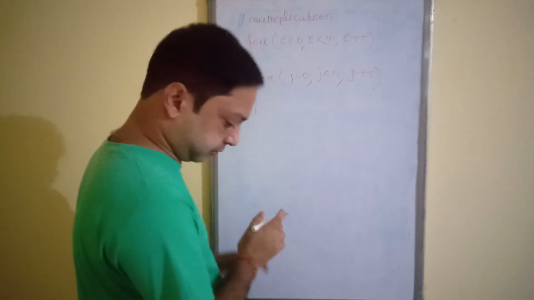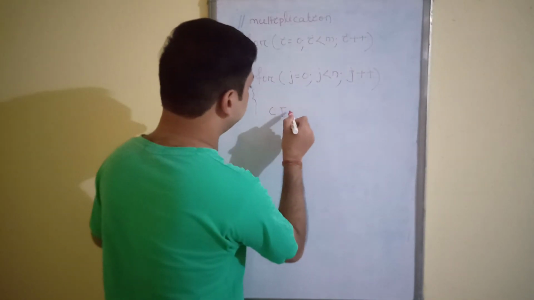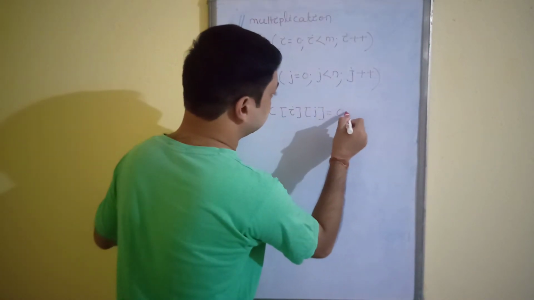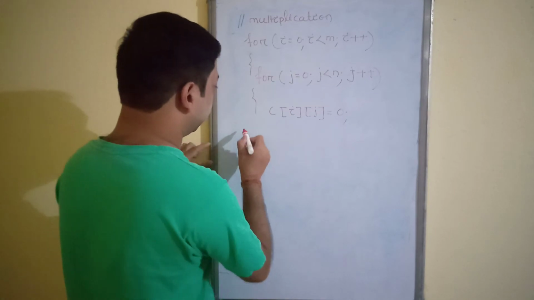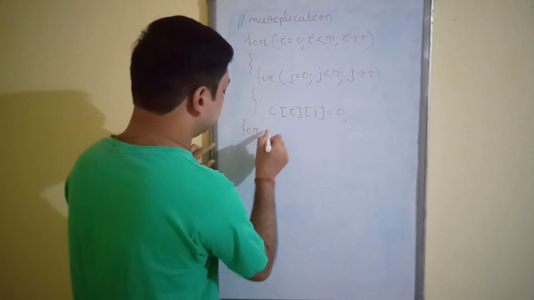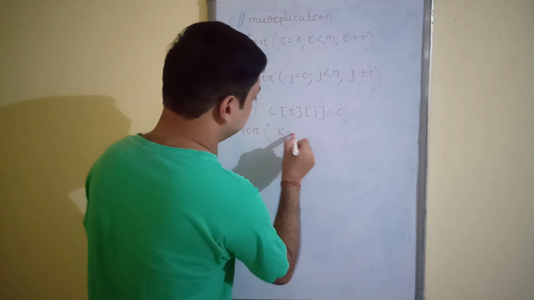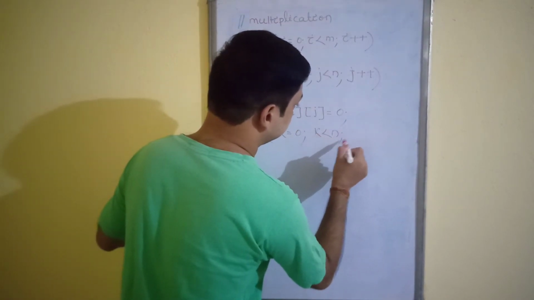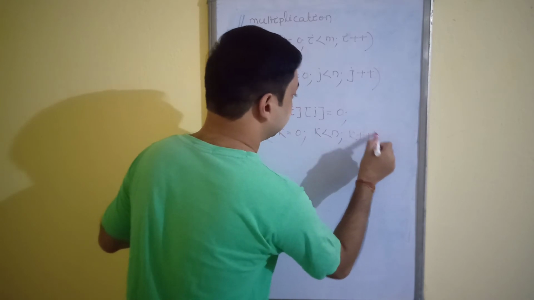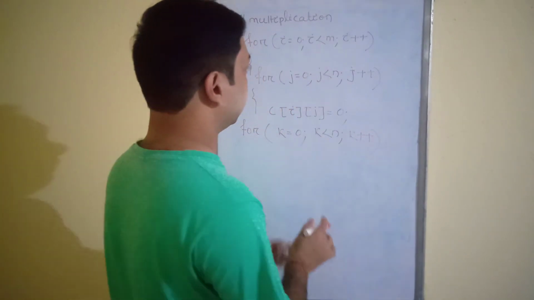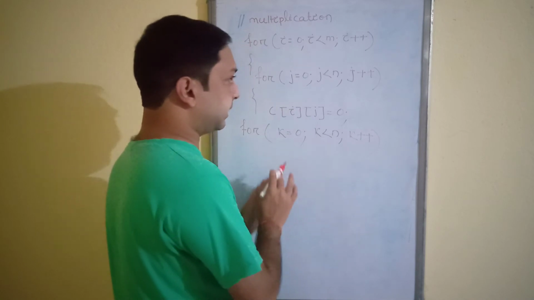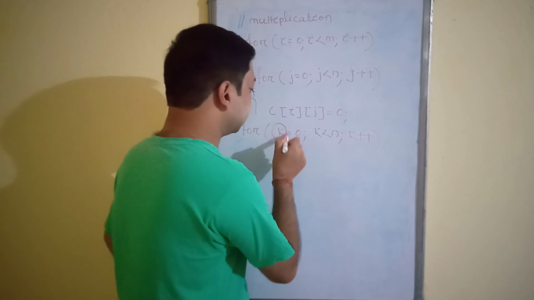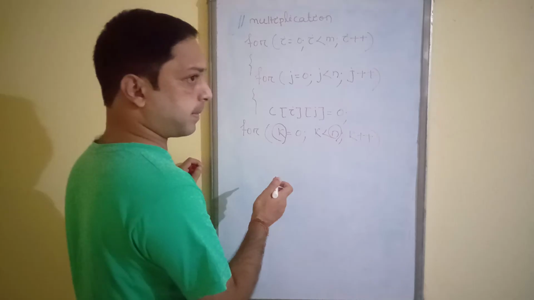After that, we will initialize the resultant matrix as 0 because addition will be there. So we can declare here C of ij equals 0. Again we will take a for loop here, for k equals 0, k less than n, k plus plus. This line indicates the condition that the columns of the first matrix must be equal to the rows of the second matrix. That's why we are taking another variable, k.